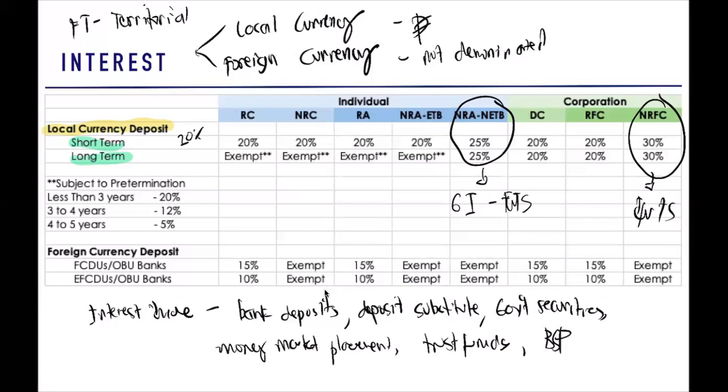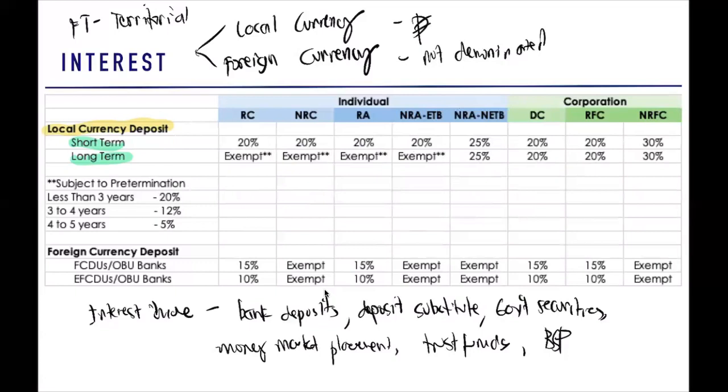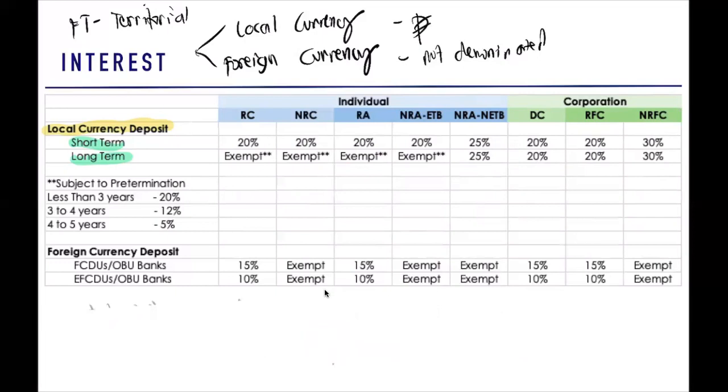Clear? Okay. Next, for your long term, for your individuals, they are exempt, while for corporations, is still subject to 20%. Okay, so individuals, they are exempt, while your corporation is still subject to 20%. Okay, so ayan na. We place them in a tabular format. Clear? For long term, exempt for individuals, except for NRA and ETB subject to 25%. And for corporation, the same.